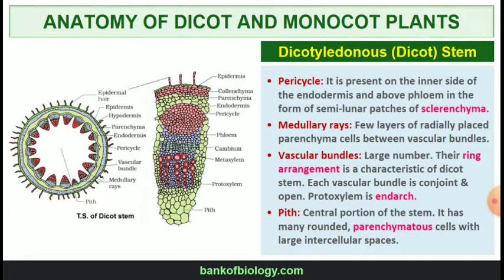Then pith. Pith is the central portion. This portion is known as the pith. It has many rounded parenchymatous cells with large cellular spaces.